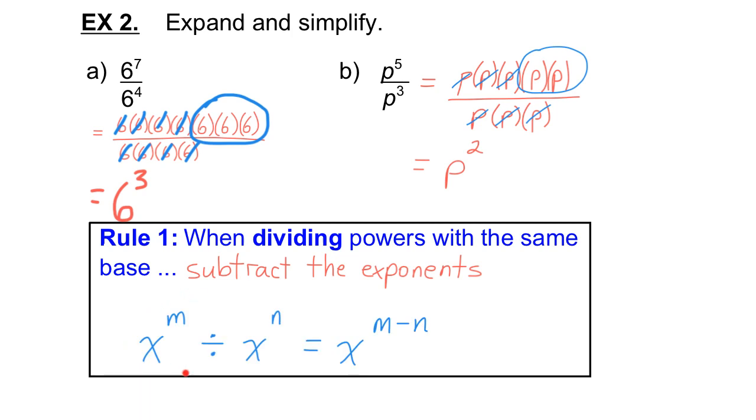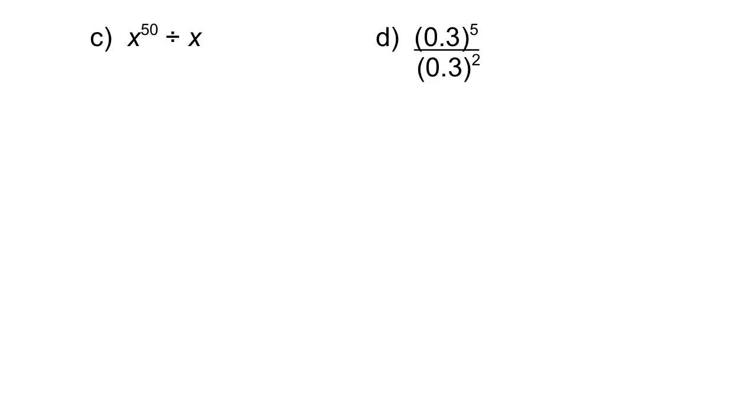And here's a more visual way of seeing that. Any number with an exponent divided by the same number with an exponent equals that number when you subtract the exponents. So here we have more than one power. Here we've simplified to a single power. Pause the video and try these ones on your own.